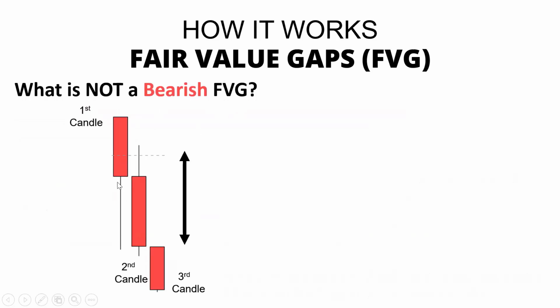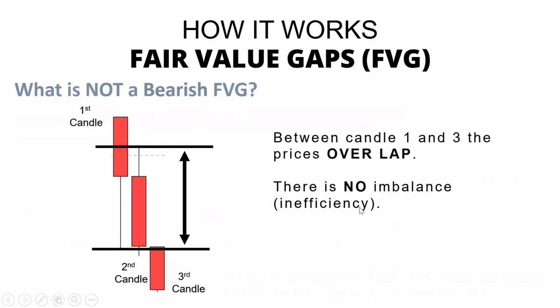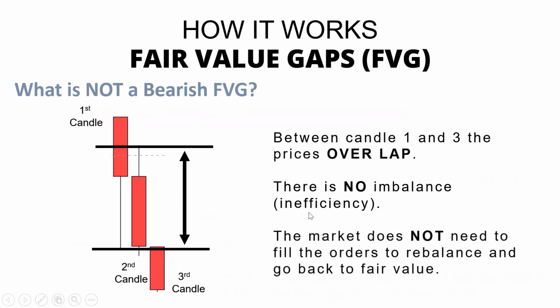So what is not a bearish fair value gap? So we can see first candle formed, wick formed, second candle, which looks like an impulse bearish candle, third candle, but the wick touched the third candle. So it did overlap. So there is no imbalance, there is no inefficiency, and the market does not need to fill those orders to rebalance and go back to fair value. So more or less, you will see the prices continue down.